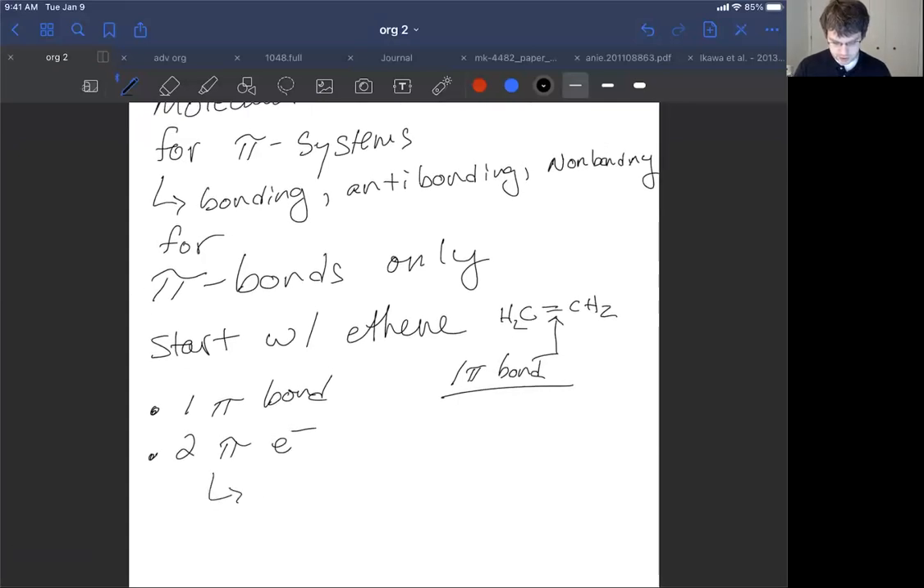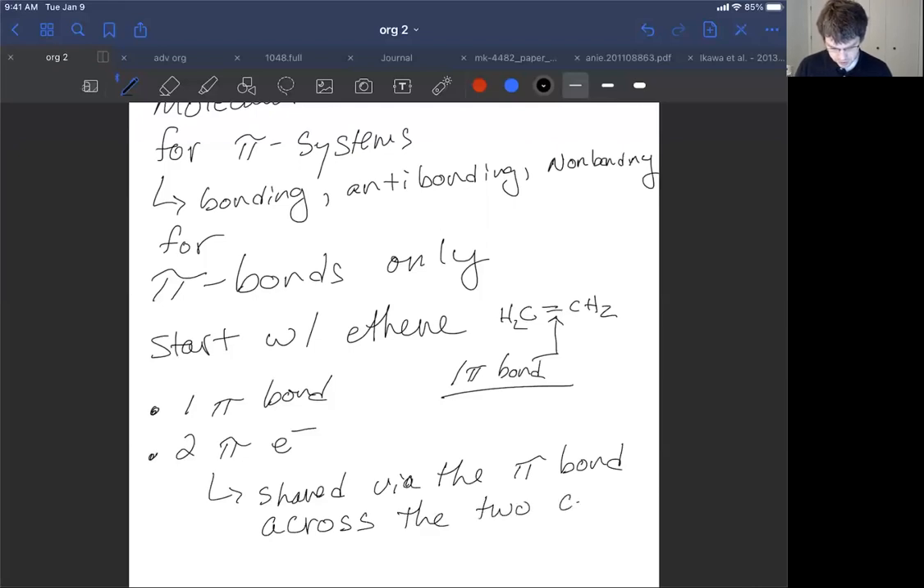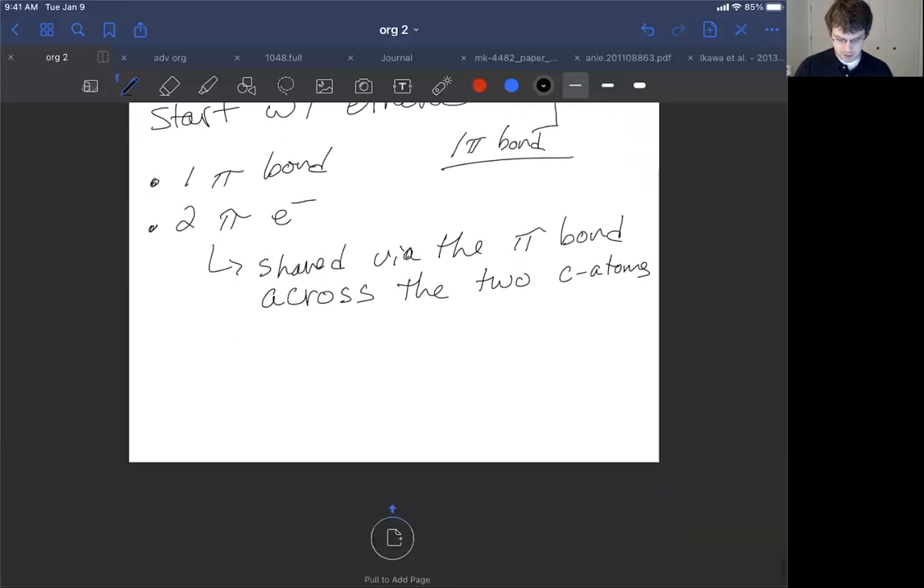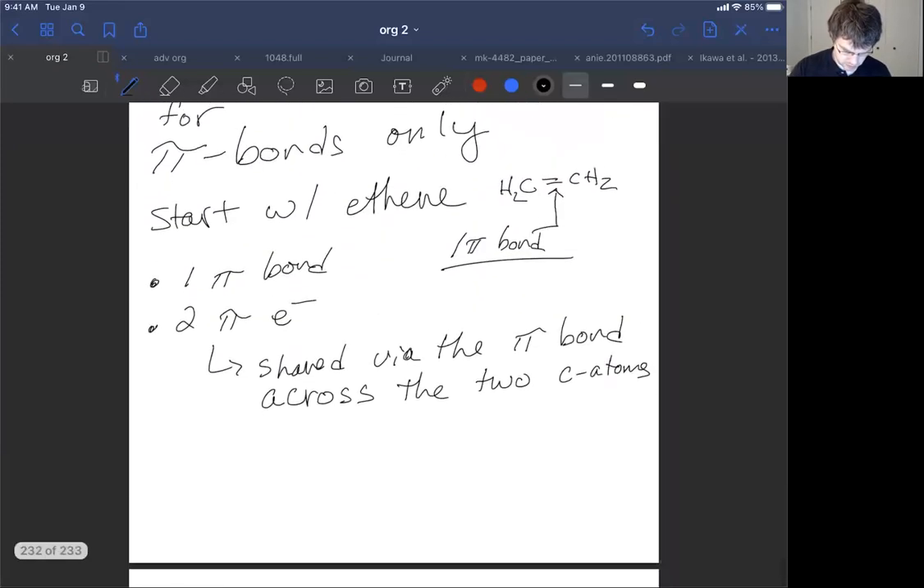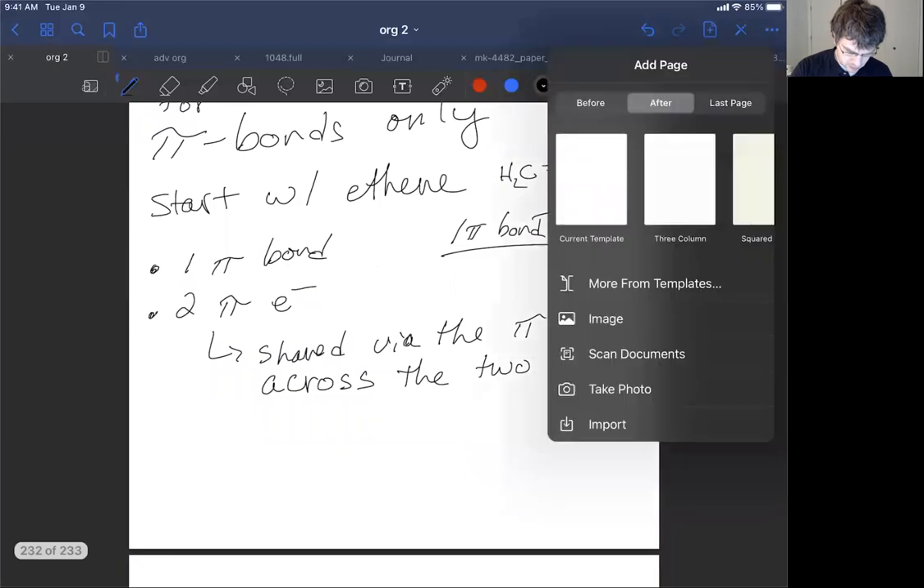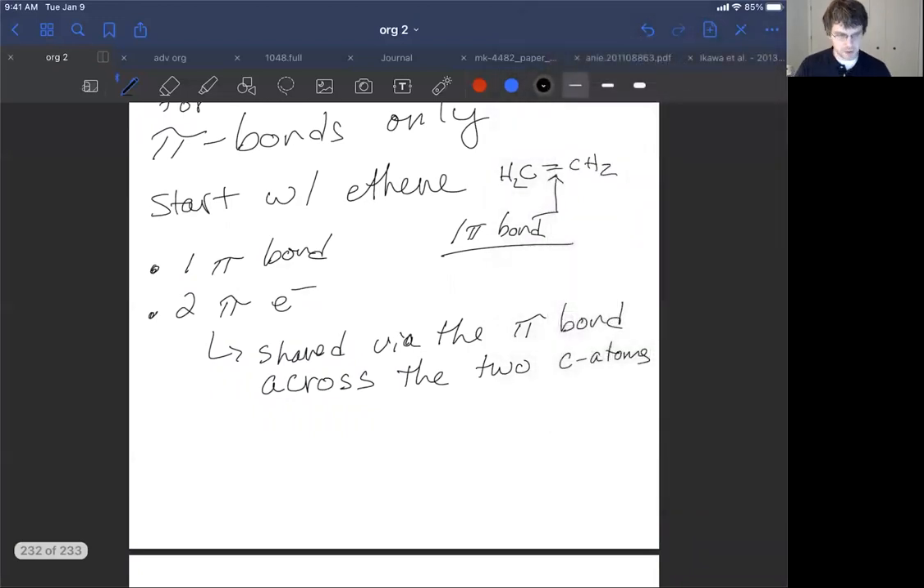These two pi electrons are shared via the pi bond across the two C atoms. Okay, so that's going to tell us the number and types of orbitals that we have. Sorry, I just need to create a few pages. Sorry, there we go. So it's going to tell us the number of electrons that we have to consider, and it also gives us a hint as to the number of atomic orbitals that we have to use.